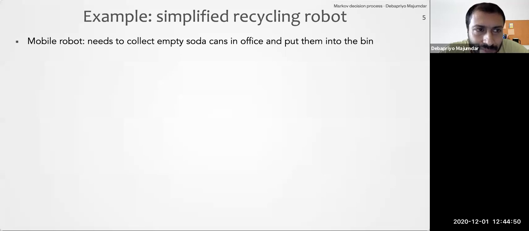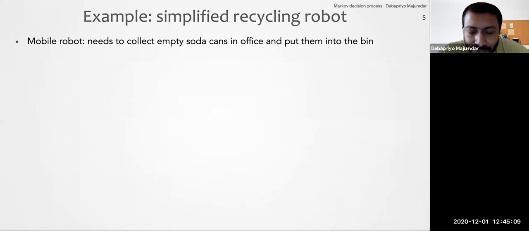So let's say a mobile robot. There are lots of mobile vacuum cleaners going around on Amazon nowadays. I know people who are contemplating buying one. Lockdown and all those things.